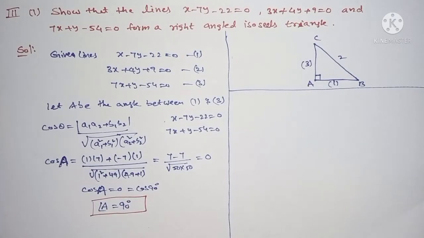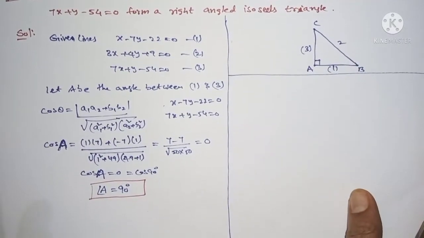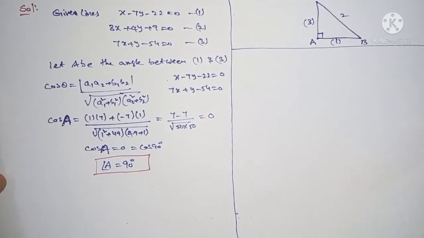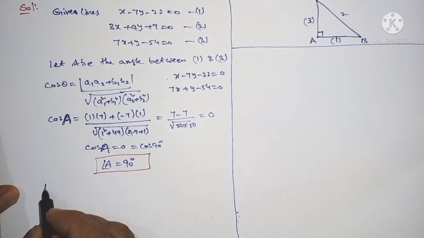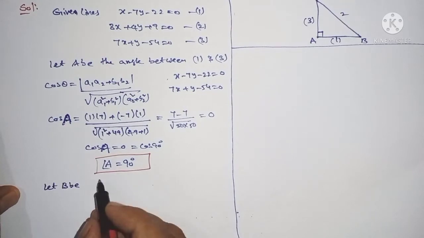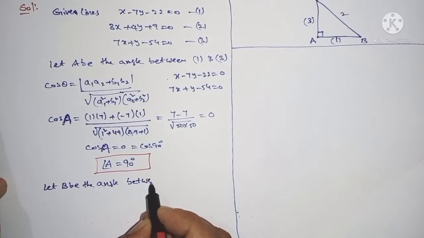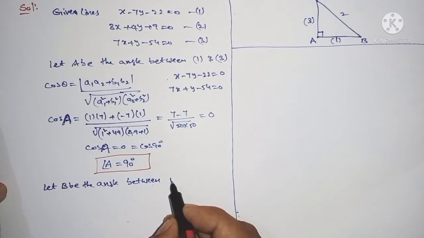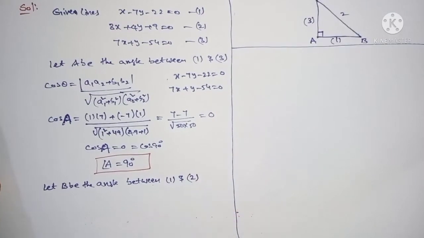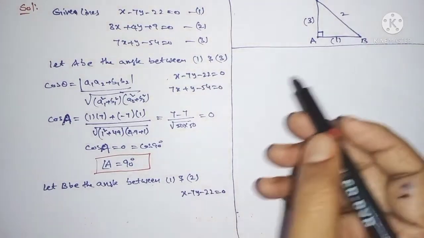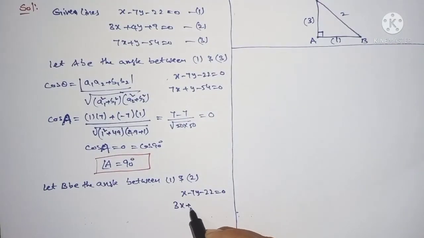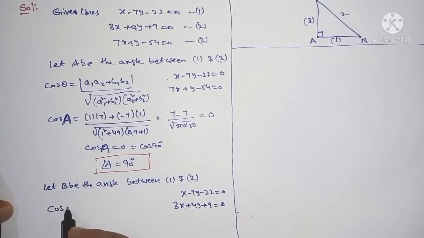Find the B angle. B angle means you can take here 1 and 2. Therefore let capital B be the angle between 1 and 2. Therefore I can write the other equations also. x minus 7y minus 22 is equal to 0 and the second equation is 3x plus 4y plus 9 is equal to 0.